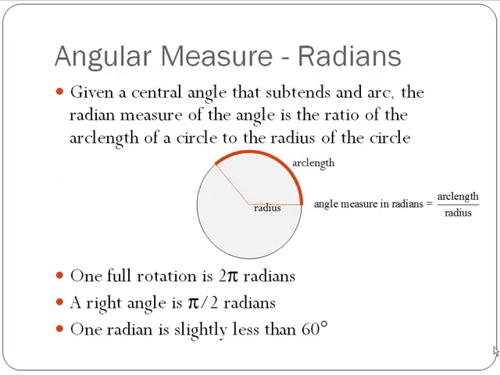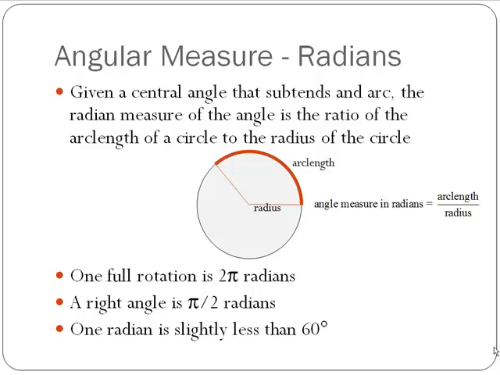So if we have a central angle, that's just an angle on a circle where the vertex is at the center, and that angle subtends or intercepts an arc of a circle, the radian measure of the angle is the ratio of the arc length of the circle to the radius of the circle. So if we measure the arc length and divide that by the length of the radius, that tells us the angle measure in radians. Really, the radian measure tells you the proportion or percentage of the radius that you're taking up with the arc length.